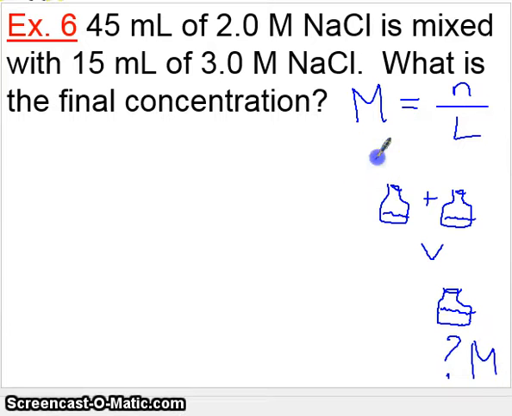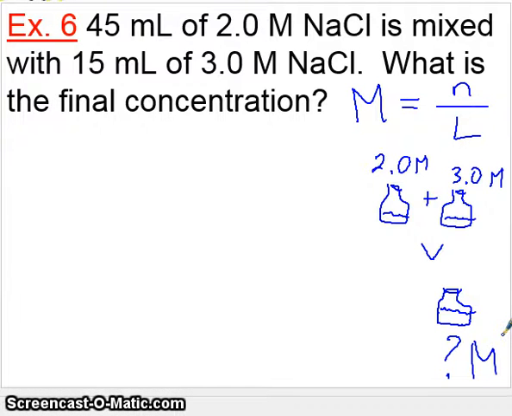We know the molarity of this one. We know this is 2.0 molar. We know this is 3.0 molar. The question is, when we mix them together, what will be the final molarity? And this is important because very often with chemicals, you're mixing two liquid chemicals together, or two solutions, and you want to know what their final concentration is after the reaction is going or completed.